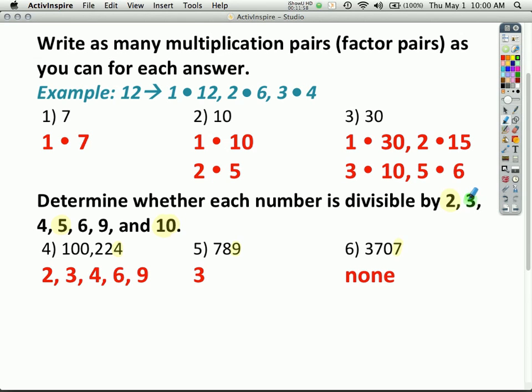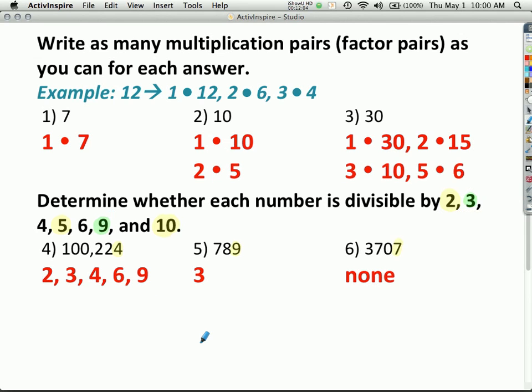The rule for 3 and the rule for 9 were very similar. What were the rules for that? Kiara? Okay, so let me change one word. You said add all the numbers. We add all the, what's the right word? Savannah? Digits, okay? But you're right, I knew what you meant. So you add all the digits.